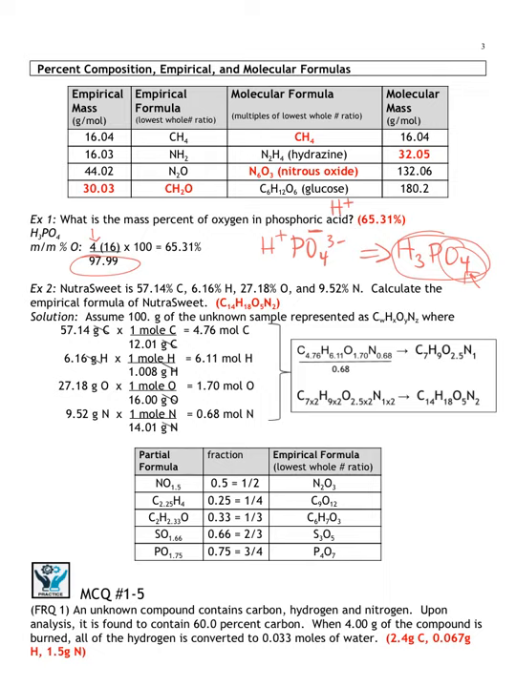Now we go to a different problem. In this problem, you're given the mass percent of each of the elements in an unknown compound that's called NutraSweet. It is the synthetic sweetener. Now you're asked to calculate the empirical formula. And in doing so, I like to assume there's 100 grams. Why 100 grams? Because percentages are based off of 100. And so when you assume 100 grams, you can take those masses directly from those percentages. So this really means 57.14 grams of carbon. This really means 6.16 grams of hydrogen.